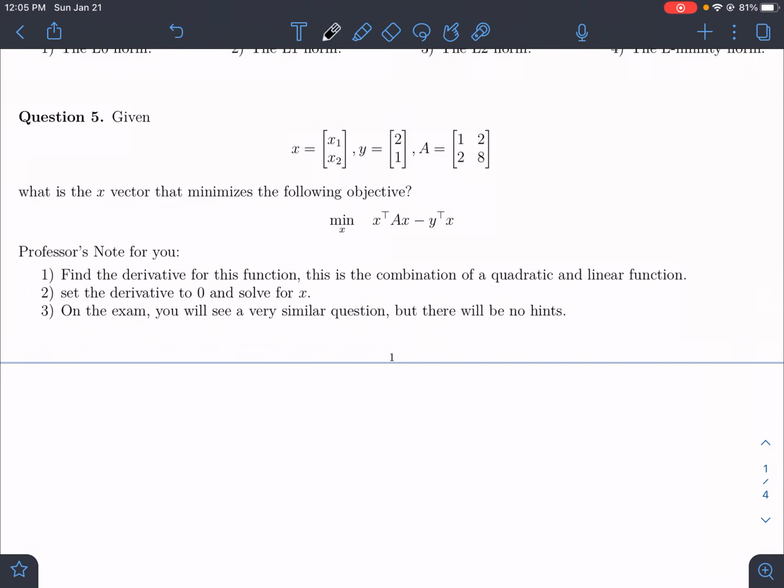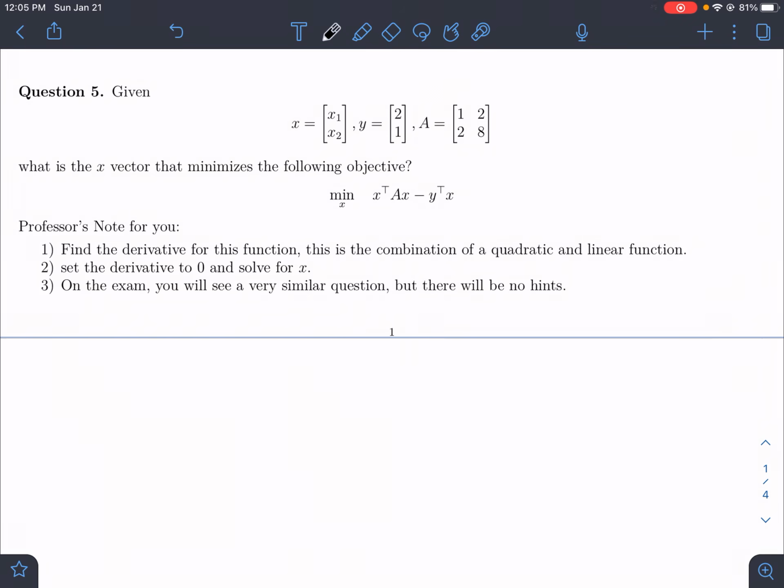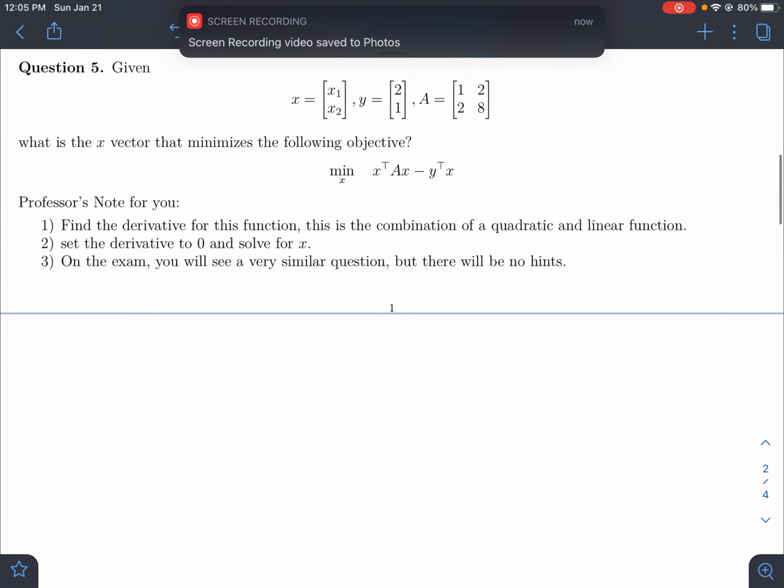Here we're going to do question 5. Question 5 is a bit of a long one. What is the x vector that minimizes the following objective for these vectors? Now, you'll notice that we have a professor's note here, and we're going to follow this.